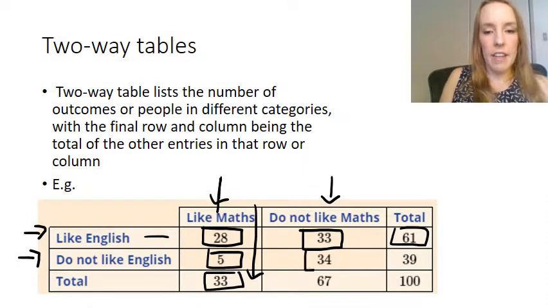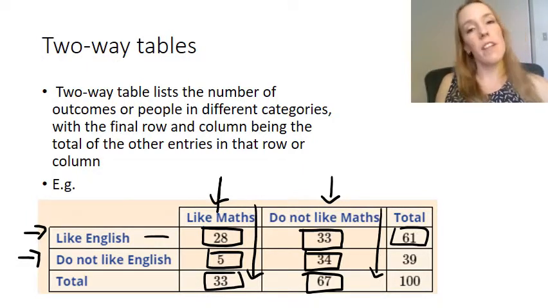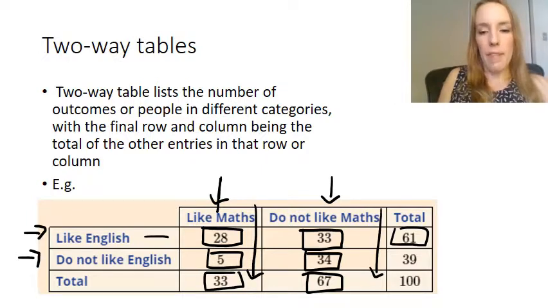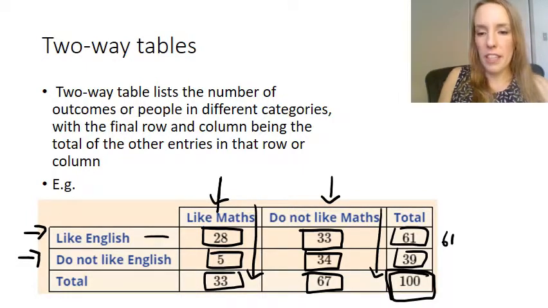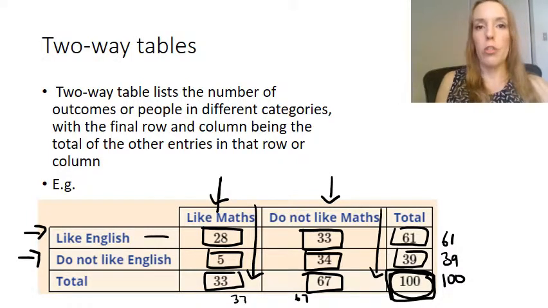Okay, we'll go down here. These 34, they're in the do not like maths column and do not like English row. Unlucky for them. And if we keep going down, this 67 is the total who do not like maths. Obviously, they didn't survey you guys. And this total here, 39, that's the total who do not like English. And our 100 here is actually our grand total. So if we do 61 plus 39, we will get 100. Or if we do 33 plus 67, we will also get 100. So that shows the total number of students who were surveyed.